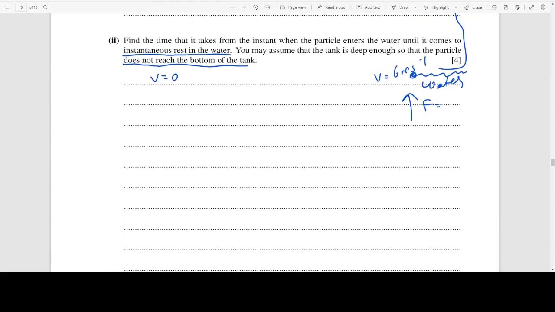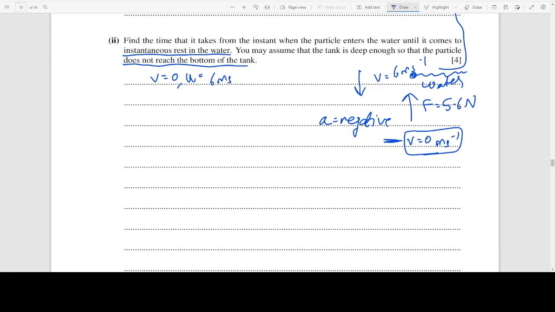Yep, 5.6 upward force. Since the particle is having a downward motion and the force is acting upward, acceleration is going to be negative, which is deceleration, which is eventually going to stop the object. So at a point in time inside water, the velocity will become zero, which is instantaneous rest. We have to find the time when that happens. So we know v is equal to zero. Initial velocity when it just enters water is 6 meters per second.